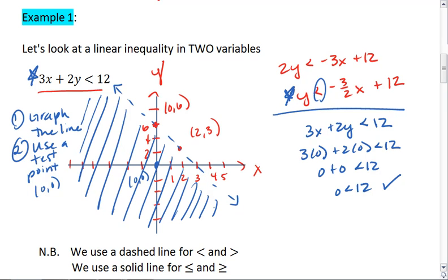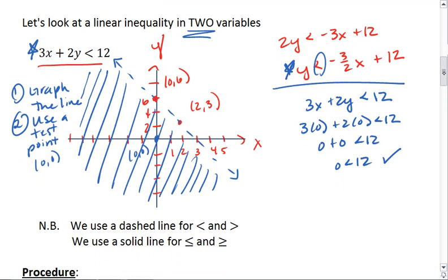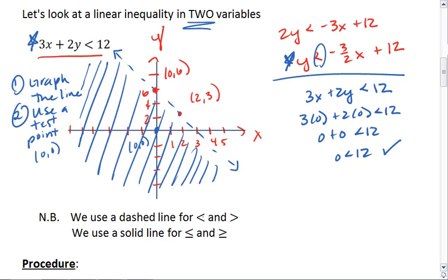What you see on your screen right now, the dotted line with the shading on the appropriate side, is the correct solution. And that's how you need to graph your solutions for linear inequalities in two variables. Do make special note that for the less than signs, we use the dashed or dotted line, and that if there is an equal sign underneath, we use a solid line.